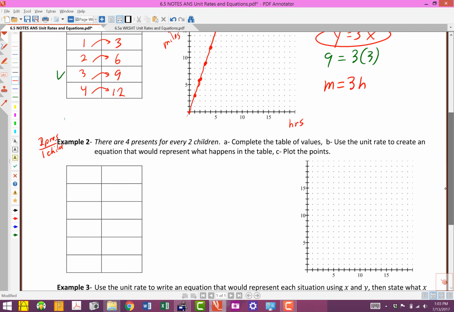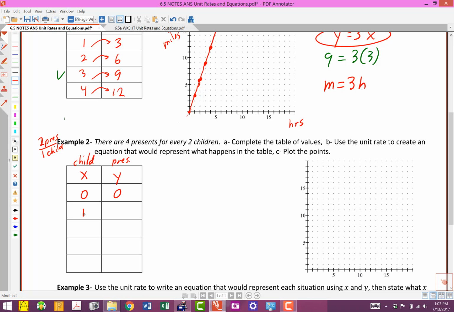So here's what we're going to do. We're going to say x here and y here, and we're going to say this represents children. It's very common. It's the thing on the bottom of the unit rate. And then this is going to be presents. Okay, and just like before, we're going to start with 0 children. Well, if there are 0 children, we're not going to need any presents.